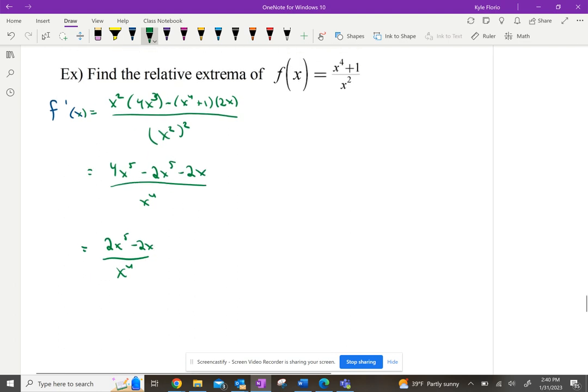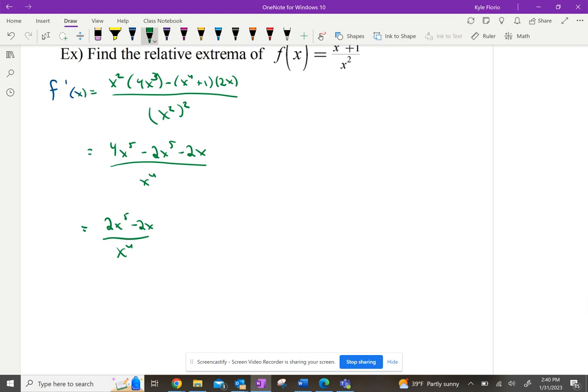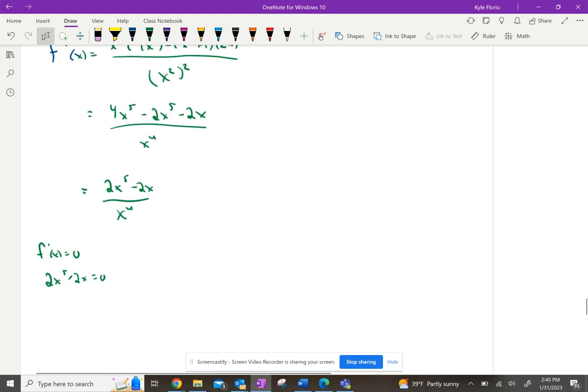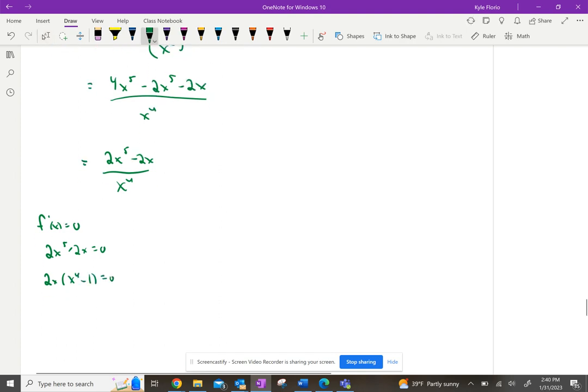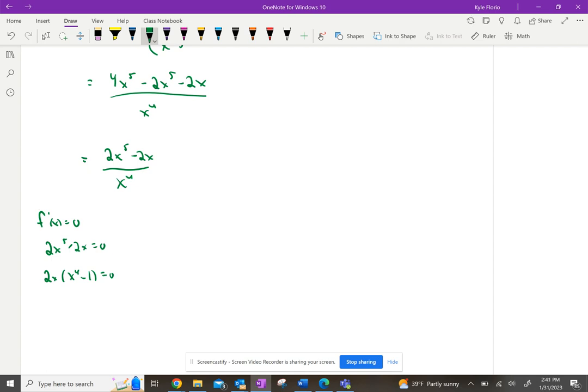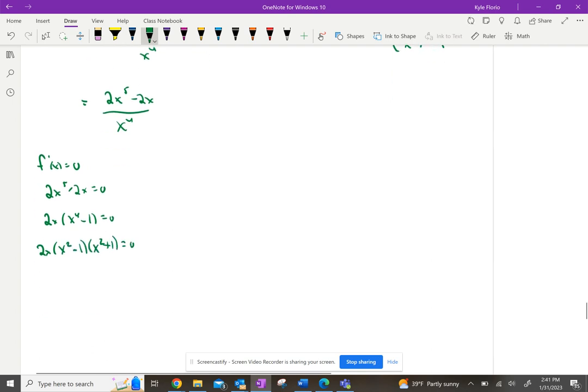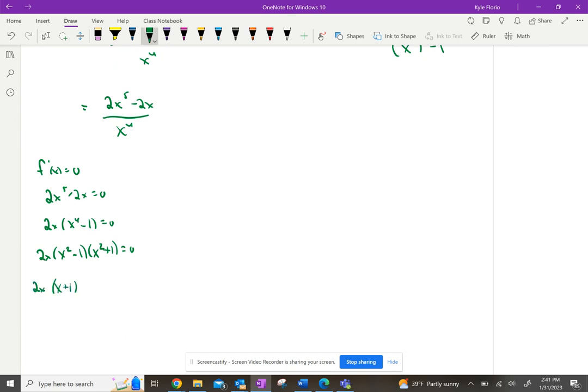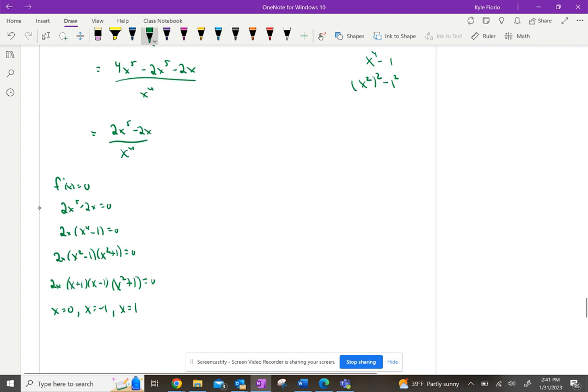So let's find our critical numbers. That's where the derivative is 0 or does not exist. So f prime of x equals 0. And that's when the numerator equals 0. So that's when 2x to the fifth minus 2x equals 0. So I factor out a 2x. I get x to the fourth minus 1 equals 0. This is a difference of squares again, right? X to the fourth minus 1 is the same thing as x squared minus 1 squared. So if I do the difference of squares, it's going to be x squared minus 1, x squared plus 1. And the x squared minus 1 is the difference of squares. That's x plus 1, x minus 1. And that's with x squared plus 1 still there. So x equals 0, x equals negative 1, and x equals positive 1. Okay? So that's where the derivative is 0.